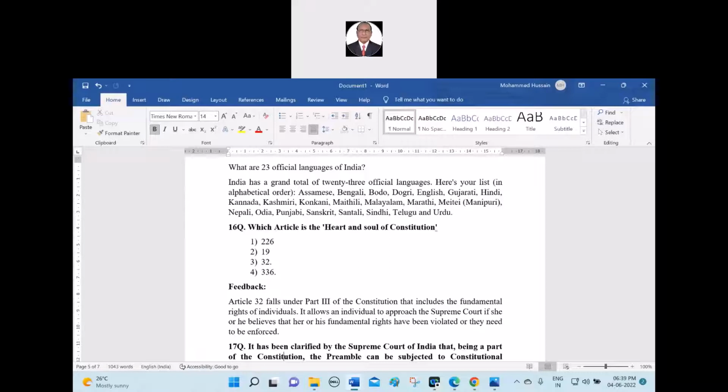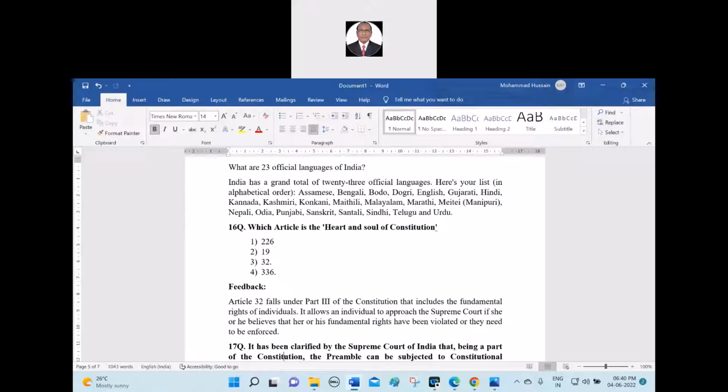Another point: the directive principles of state policy fall in which part of the Constitution? Then a supplementary question: can the directive principles of state policy be challenged in a court of law? They will give the options. The answer is that the directive principles cannot be challenged. So they may ask supplementary questions in that way also.